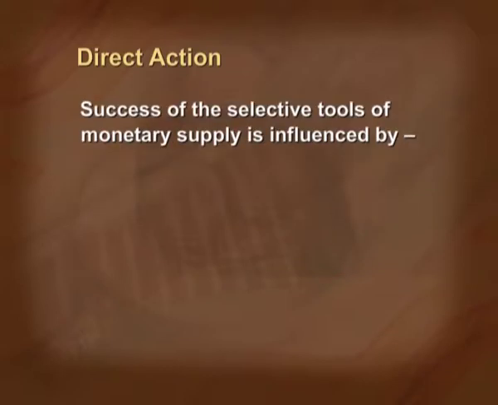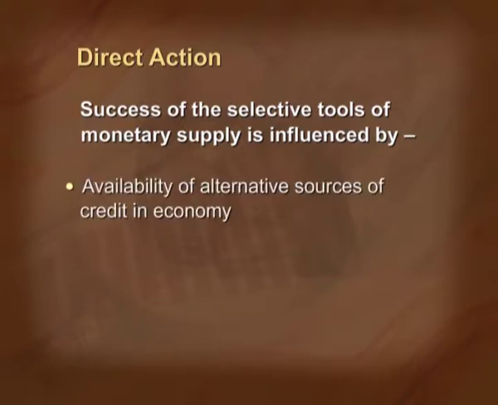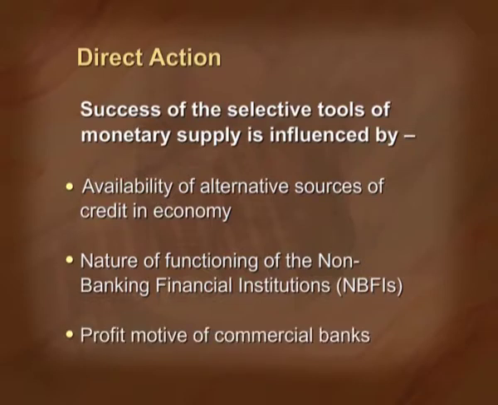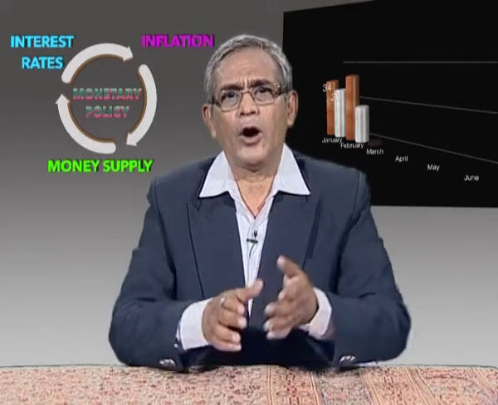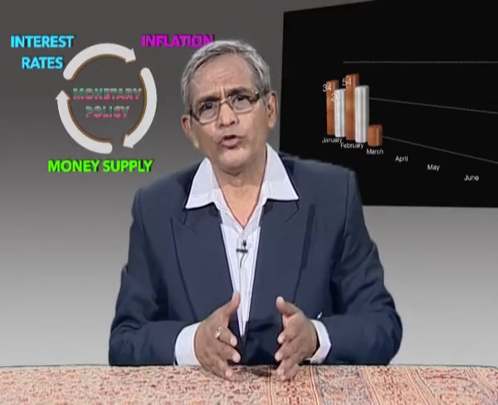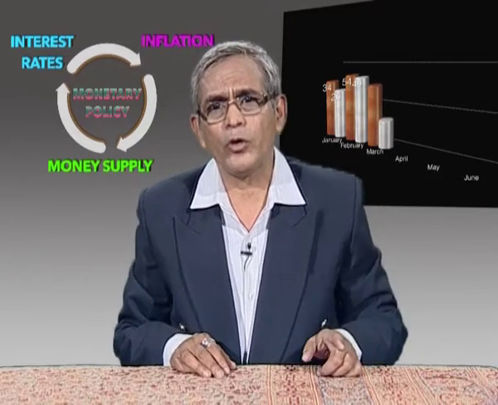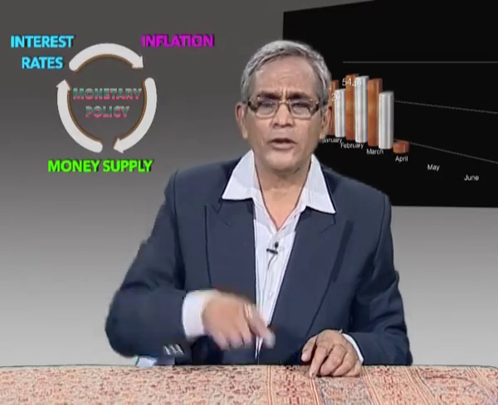The success of the selective tools of monetary policy is often influenced by certain factors. These factors are the availability of alternative sources of credit in the economy, the nature of functioning of non-banking financial institutions, and the profit motive of commercial banks. But a right mix of the general and selective tools of monetary policy can certainly help to attain the objectives of monetary policy and give the desired results.